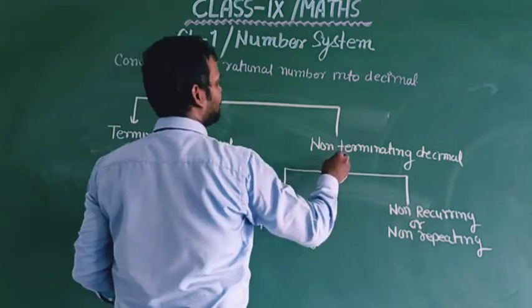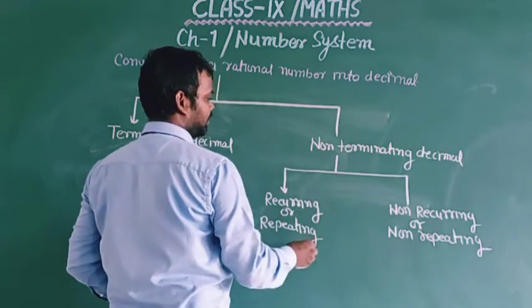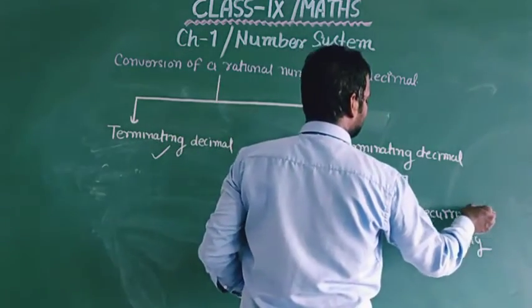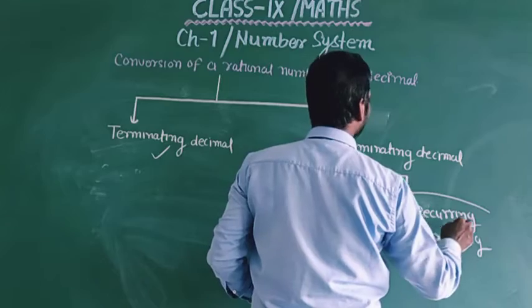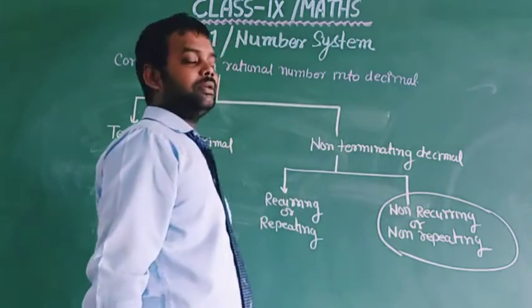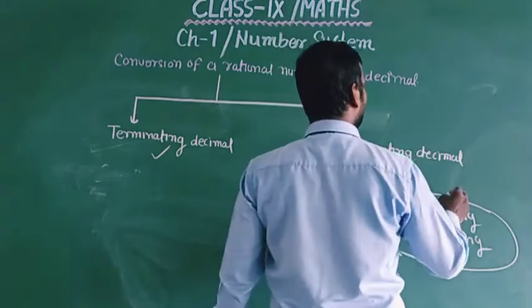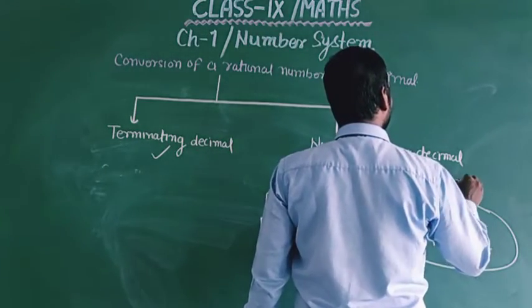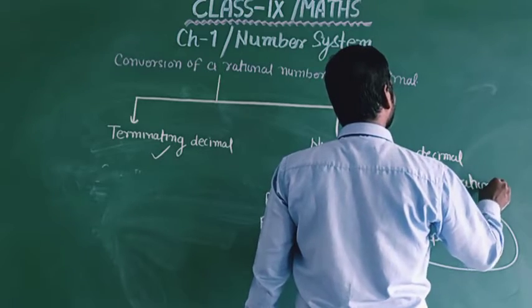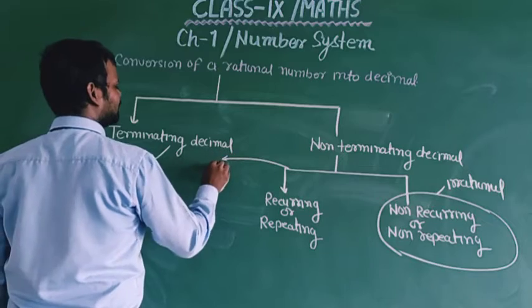So terminating and non-terminating recurring or repeating decimals are rational numbers, but non-terminating non-recurring or non-repeating is an irrational number. This is an irrational number, and these both are rational.